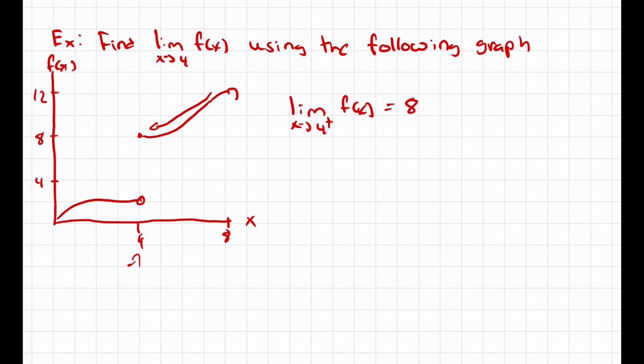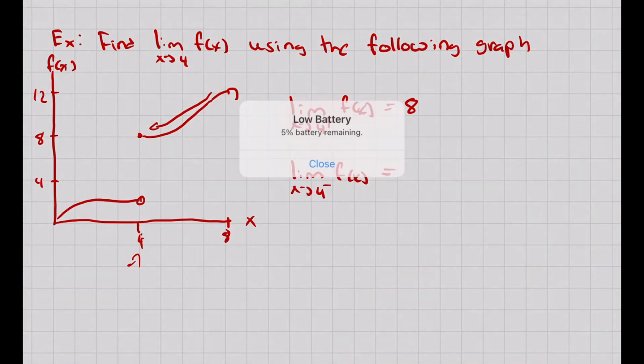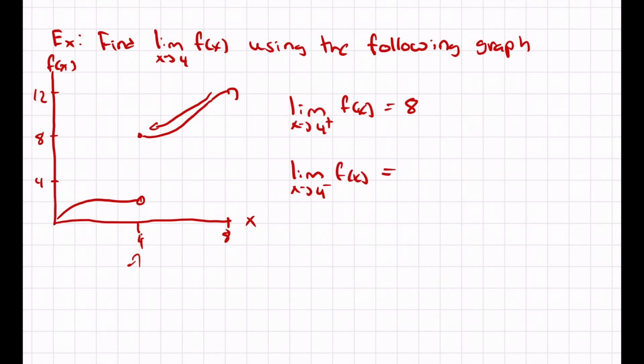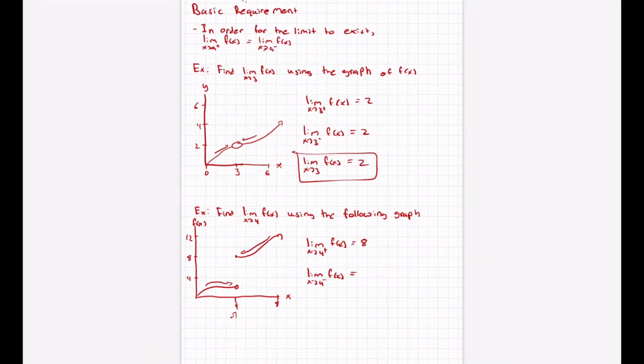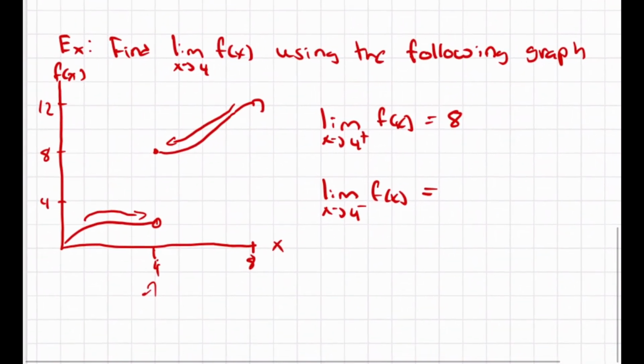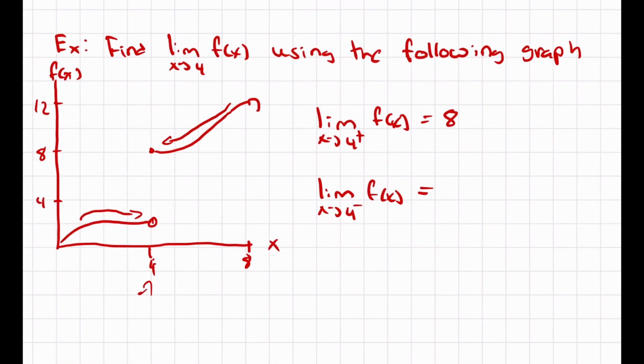Now let's look at the left-handed side. So the limit as x approaches 4 from the left-handed side of the function f of x. Well, as you can see, as we approach from the left, we see that the values of the outputs tend to trend towards the value of 2. So what we can say is that the limit as x approaches 4 from the left-handed side is going to be equal to 2.